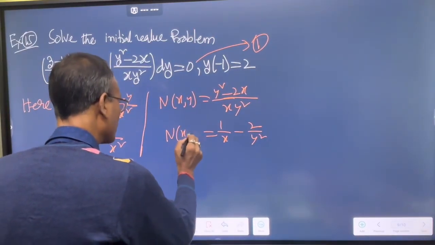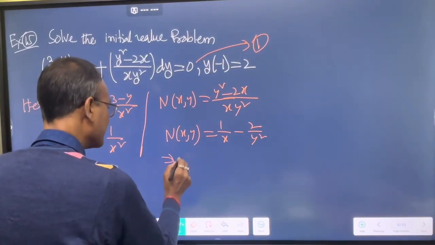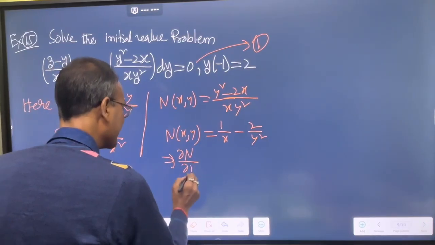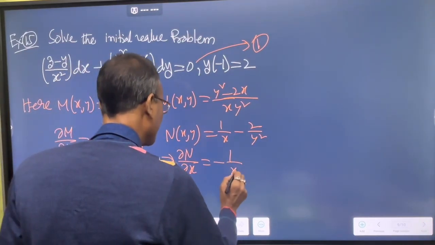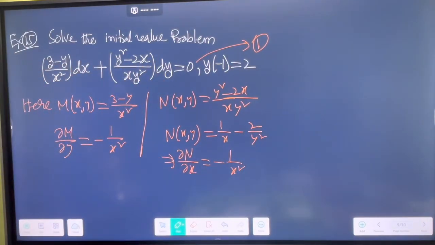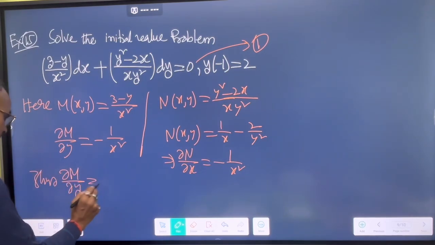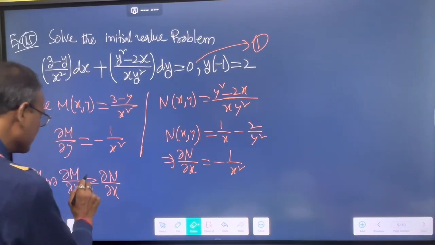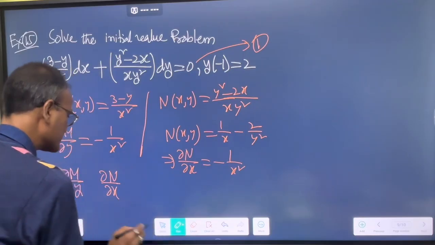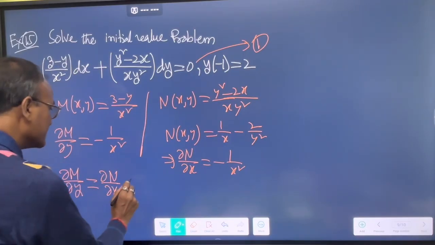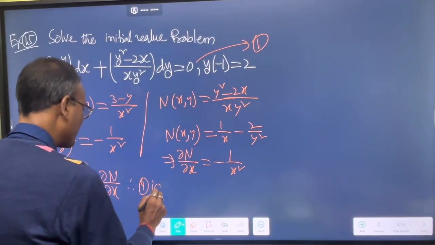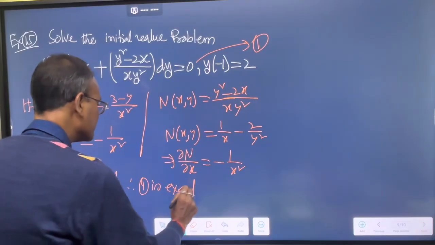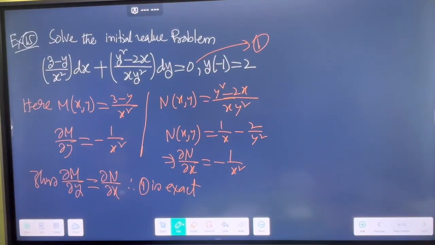N(x,y) can also be written like this. ∂N/∂x = -1/x². Thus, ∂M/∂y = ∂N/∂x. Therefore, equation 1 is exact.